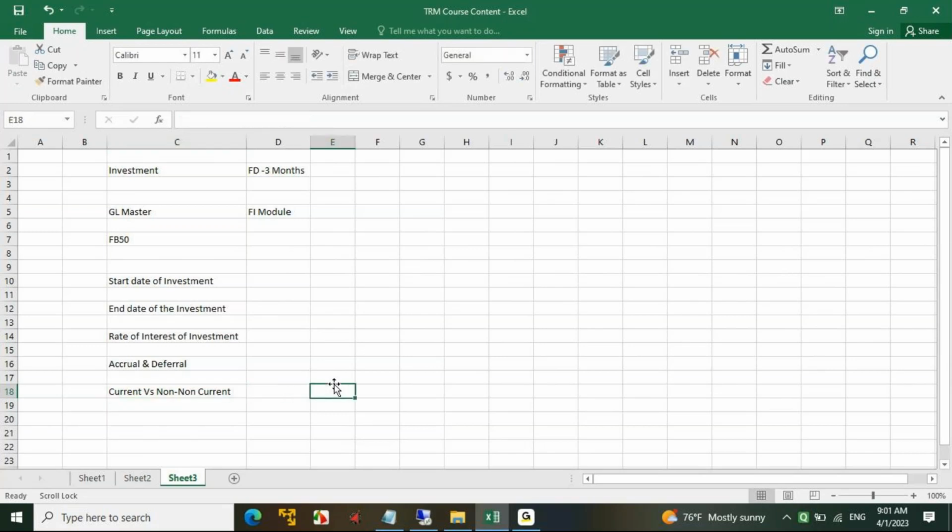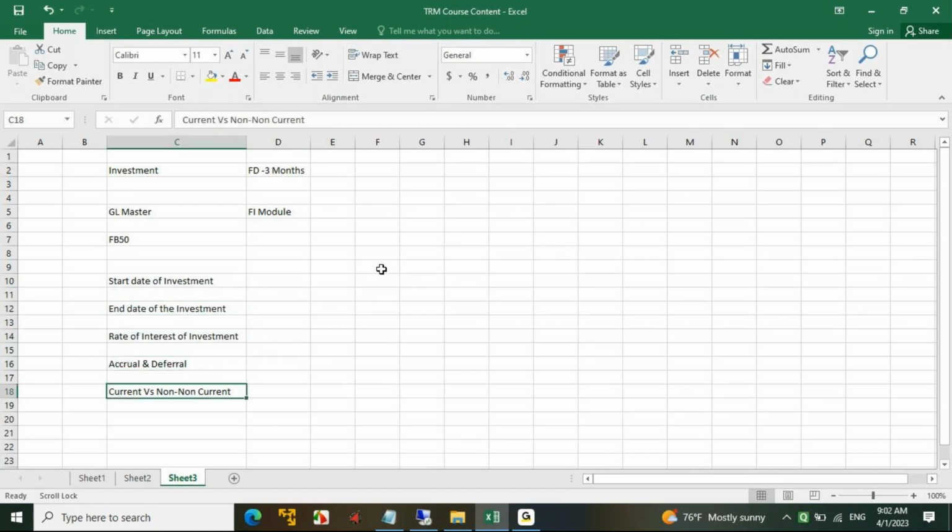Okay. So can you do these things in SAP FICO? Somehow, yes. Maybe you are able to do the investment, the posting. But where are you going to enter this data? Start date of the investment, end date of the investment, rate of interest. You may say, okay, we'll enter it in the text line. Okay, fine. You said you'll enter the data in the header text or line item text.